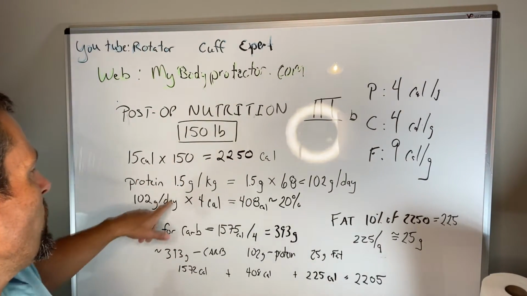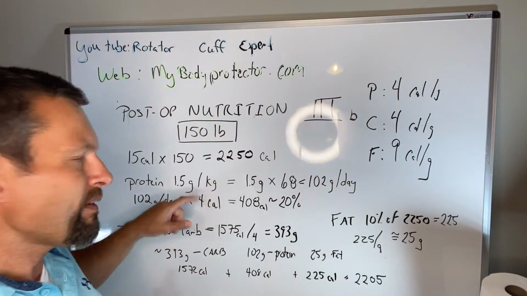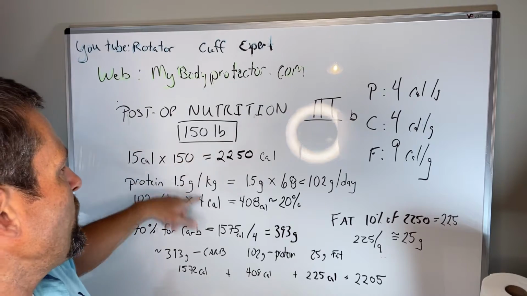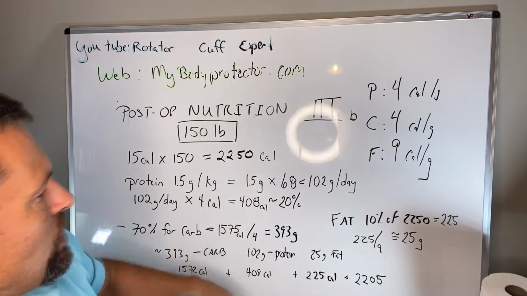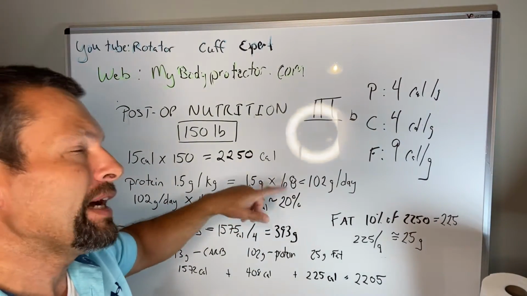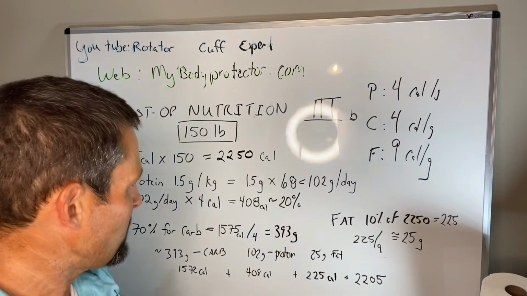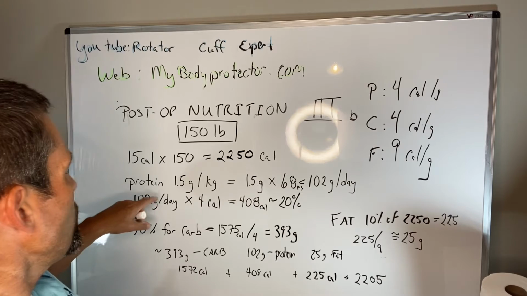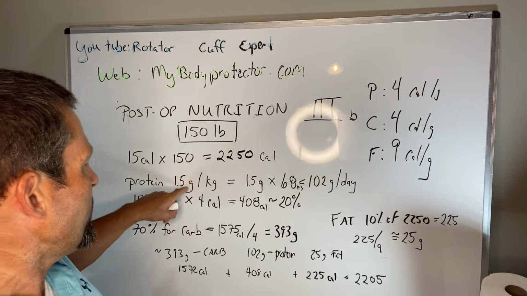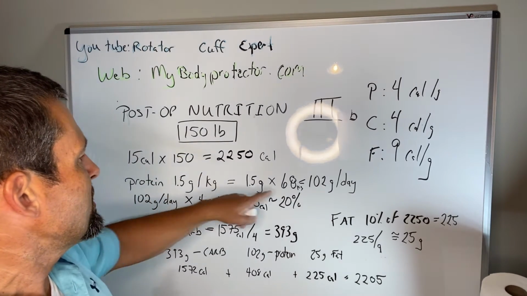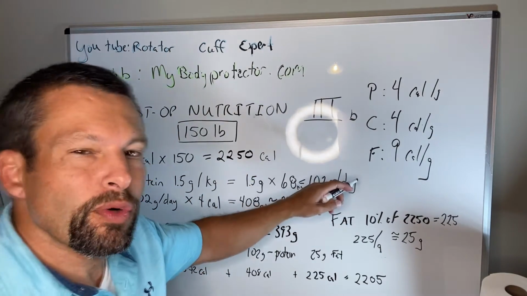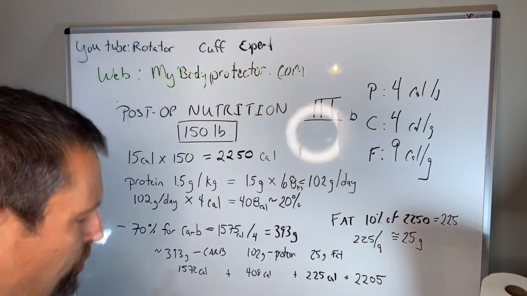We want protein, we want about 1.2 to 1.5 grams per kilogram. So that means your kilogram weight, which if we divide 150 by 2.2, that's 68 kilograms, okay? So if we multiply 1.5 grams times 68 kilograms, we're gonna get about 102 grams of protein we want per day. So 102 grams protein per day.